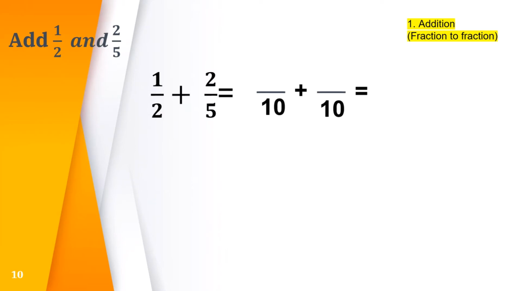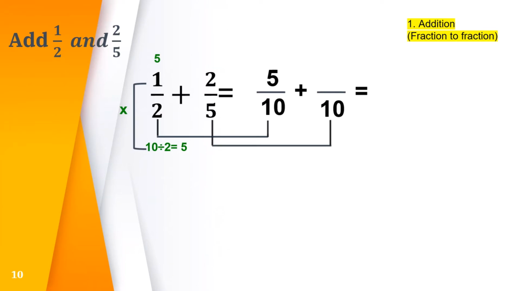And then, yung common denominator natin, i-divide natin sa bawat denominators. So, 10 divided by 2 is 5. And then, i-multiply natin sa numerator. 5 times 1 equals 5. That is the new fraction 5/10. Next naman ay yung 10 divided by 5. That is 2. And then multiply natin sa numerator. 2 times 2 equals 4. So yun yung ating isa pang numerator.